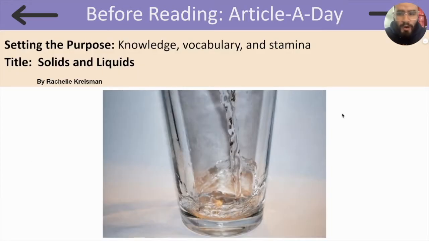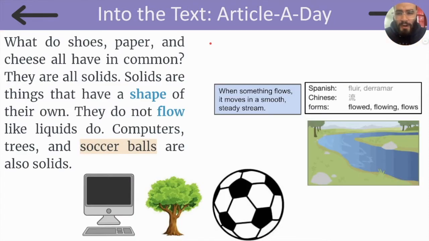Now let's read our article a day, solids and liquids. Look at the picture. Is this a solid or a liquid? That's right. It's a liquid. It looks like water. Now let's dive into our article a day. What do shoes, paper, and cheese all have in common? They are all solids. Solids are things that have a shape of their own. There's our focus word, shape. They do not flow like liquids do.